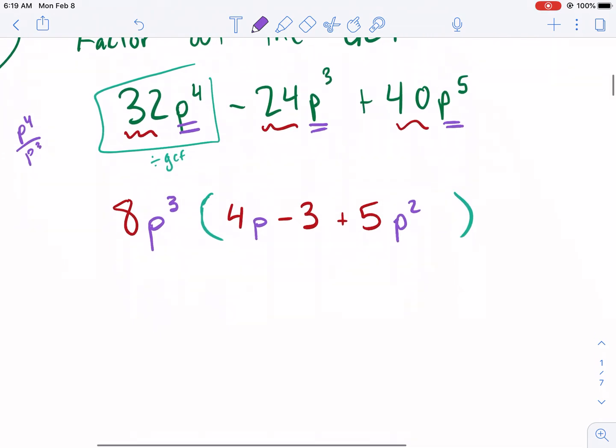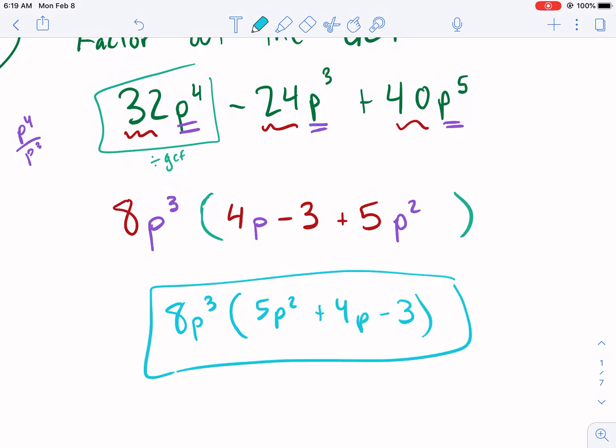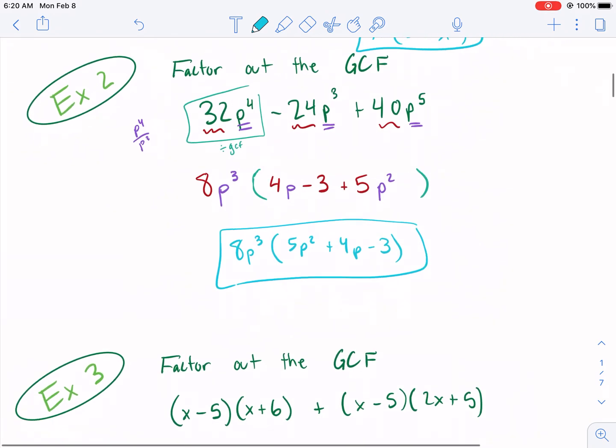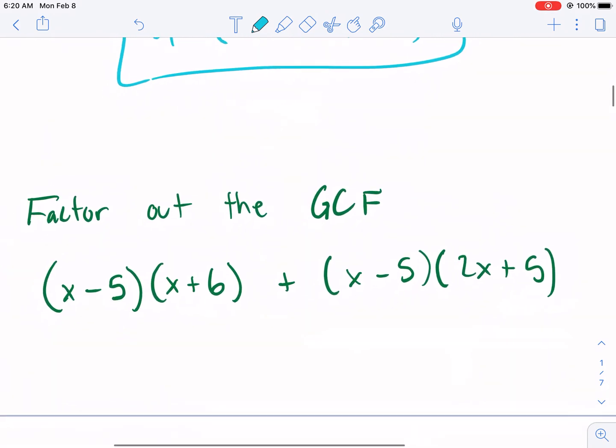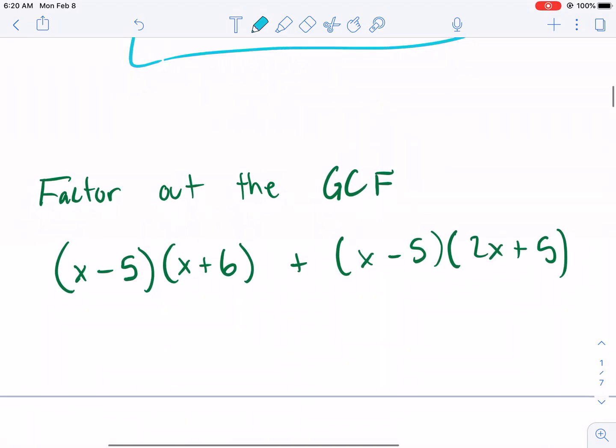Now, if you want, or if your teacher requires, you should probably write this in standard form. So 8p cubed times the quantity 5p squared plus 4p minus 3, and that will be my final answer in factored form. Now, sometimes we can have polynomials written as different terms, and now we just have to look.